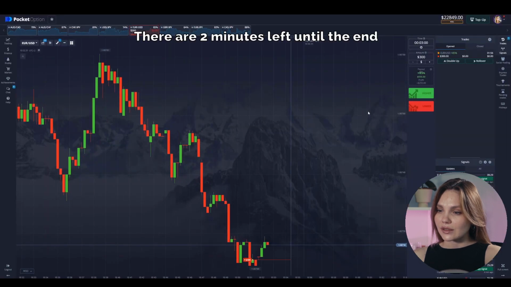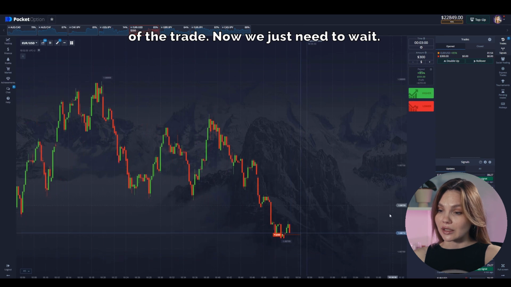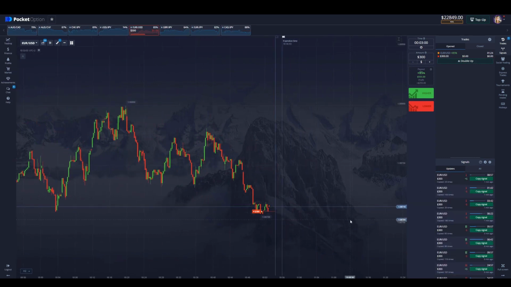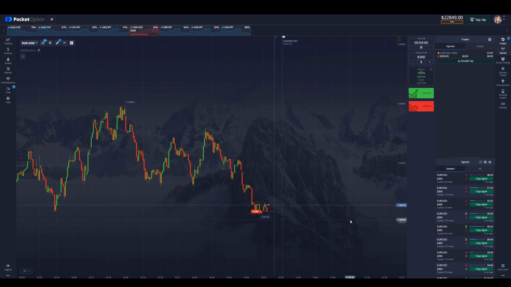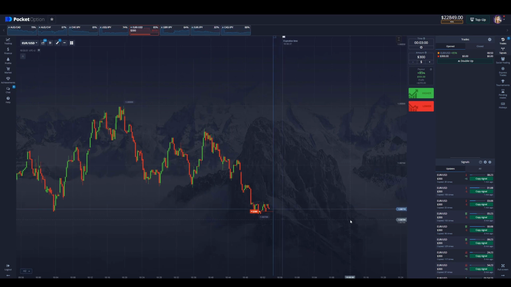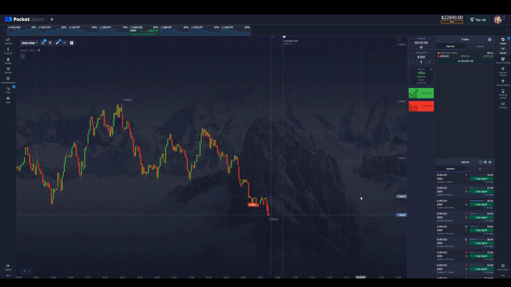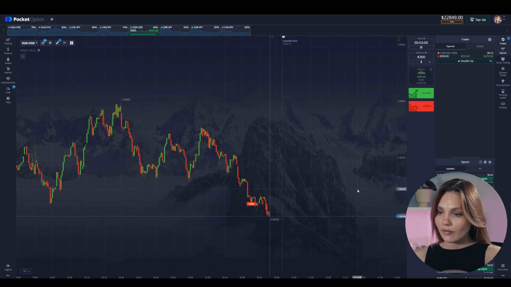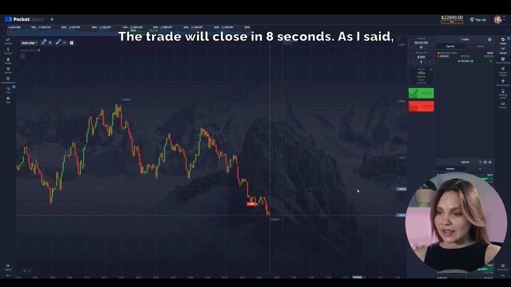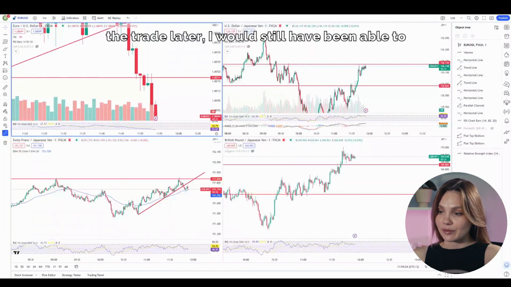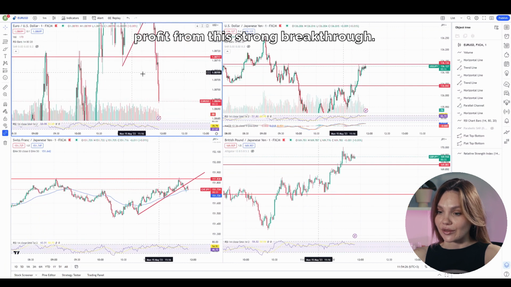There are 2 minutes left until the end of the trade. Now we just need to wait. The trade will close in 8 seconds. As I said, I'm very confident in it. Even if I had entered the trade later, I would still have been able to profit from this strong breakthrough.